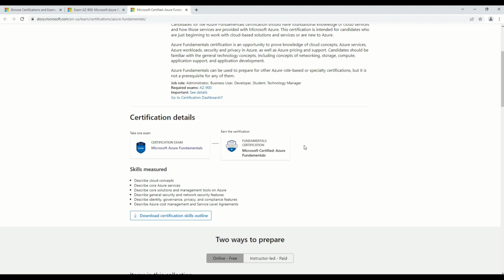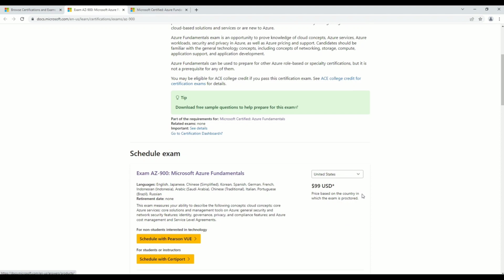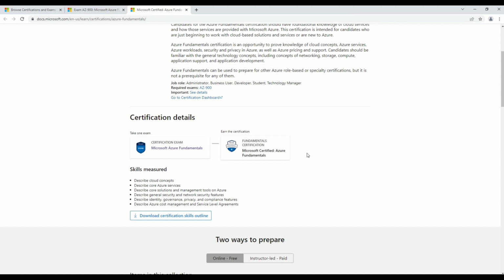Also, the discount question. Whenever you are talking about discount, the discount is always applied to the exam. Why? Because the cost is associated with the exam, right? On the other hand, a certificate is just a testimony of the fact that you have the required knowledge, and your knowledge is now also verified and validated by Microsoft.